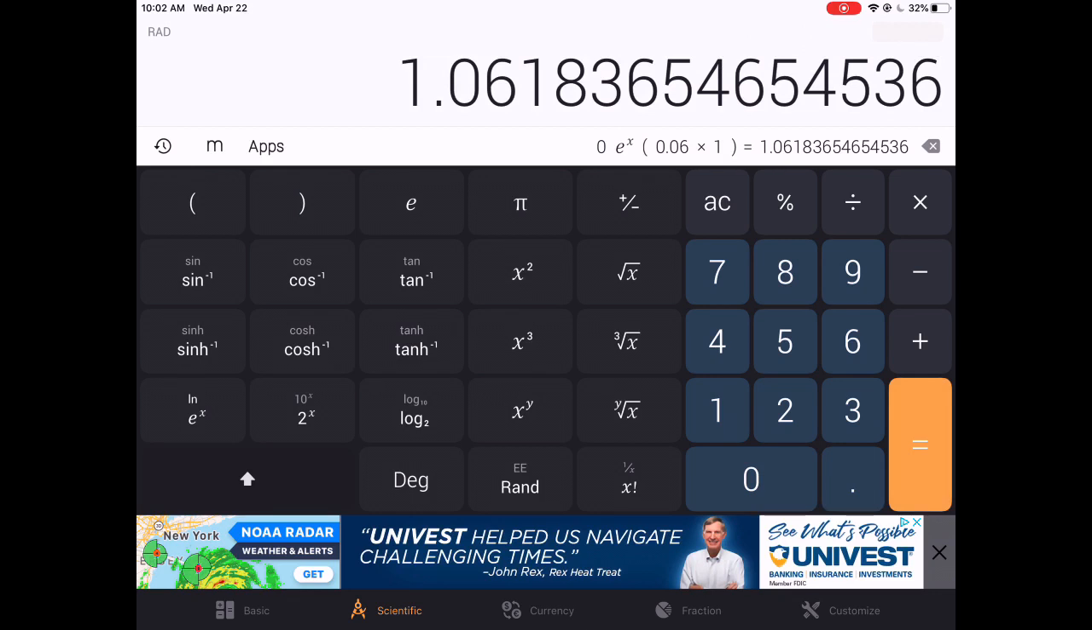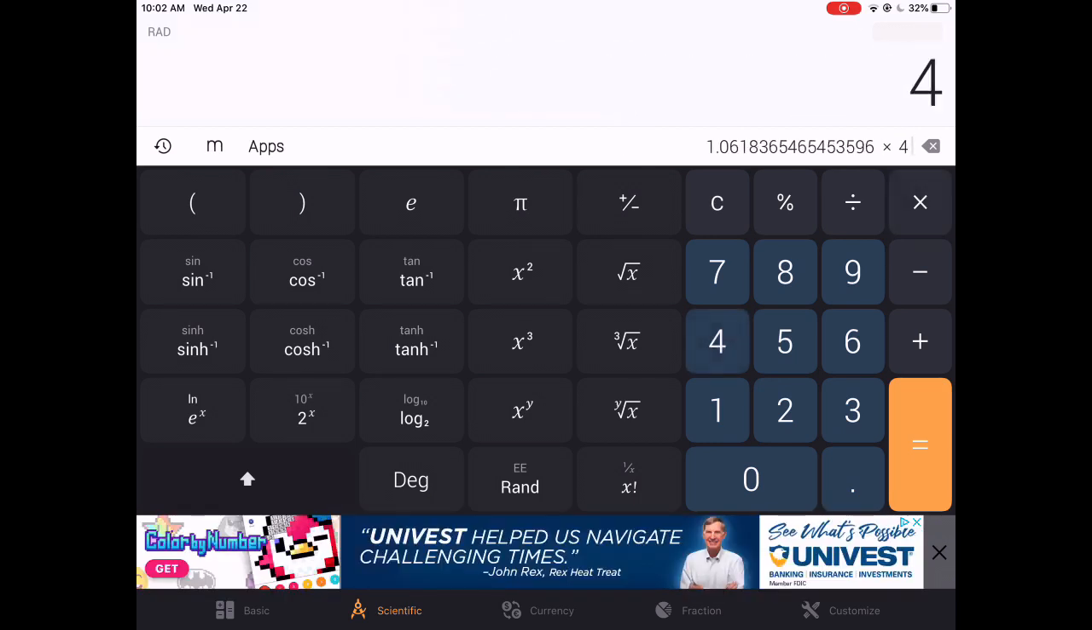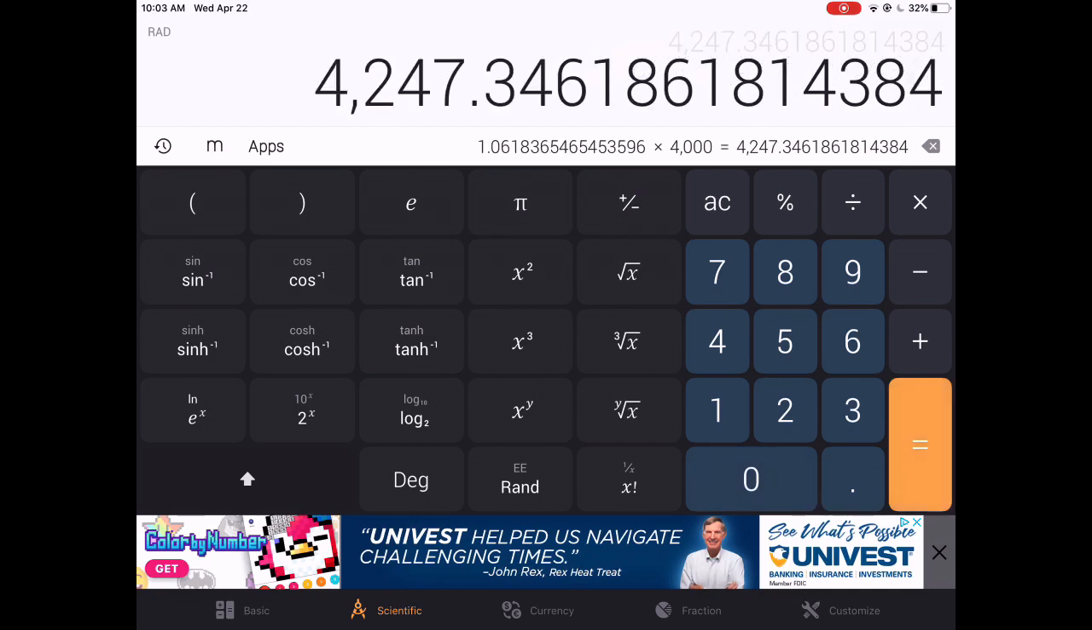It's 1.06. Okay. Now that multiplier, if you go back to the original equation, is just times the principal, which is $4,000. And because this number is bigger than 1, when I'm done multiplying by 4,000, the amount of money in the bank will be more than the 4,000. So now it's times, where's my times? Yeah, times 4,000. And now I got, after 1 year, $4,247.35 in the bank. That's how that works.